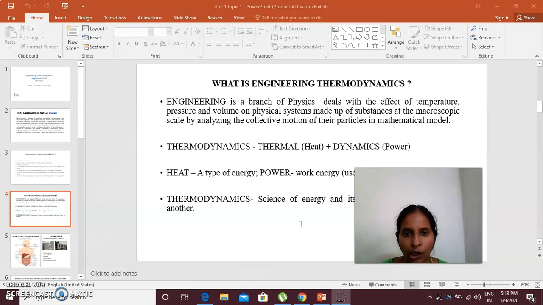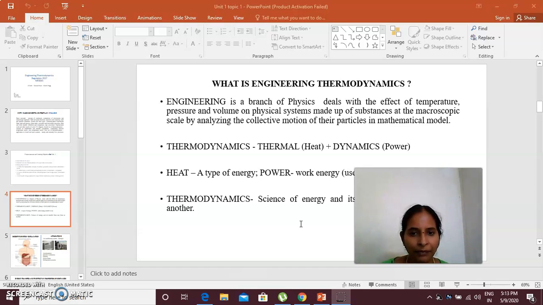Here also, engineering thermodynamics is a branch of science that deals with analysis of the effect of temperature, pressure and volume on physical systems. That physical system is made up of substances, and we are analyzing in a macroscopic scale, and the collective motion of all their properties and their changes are written in mathematical models.